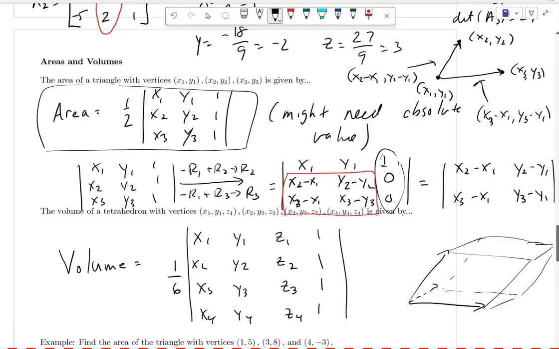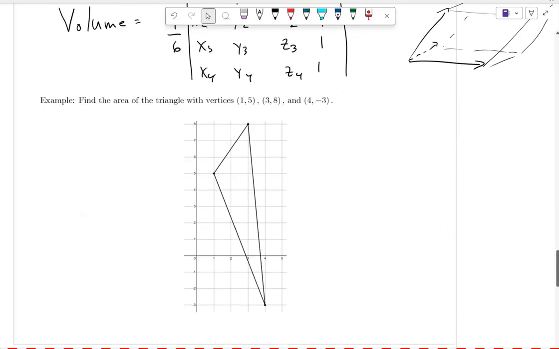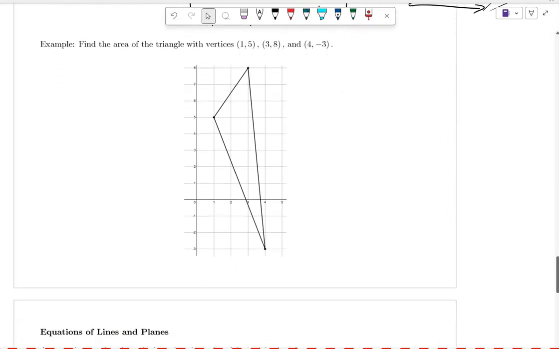Okay. All right, so let's do a quick example with numbers. So say we want to find the area of this triangle. I'll do a 3x3 determinant. What's the first row going to be? 1, 5, 1, 3, 8, 1, 4, -3, 1.